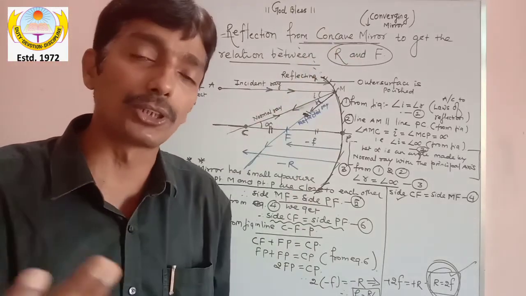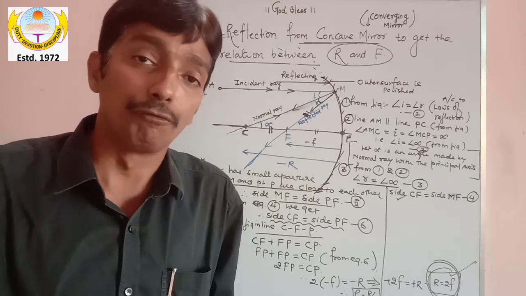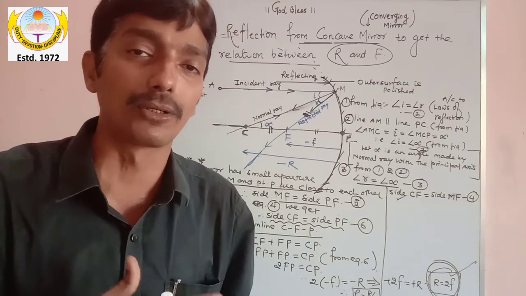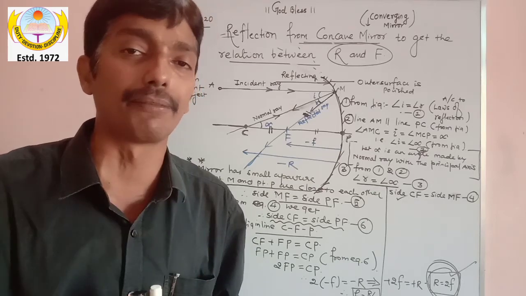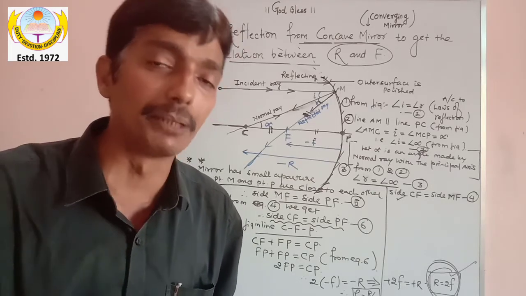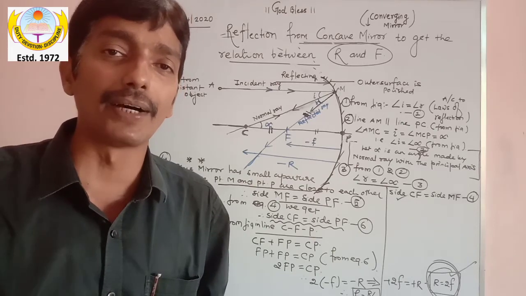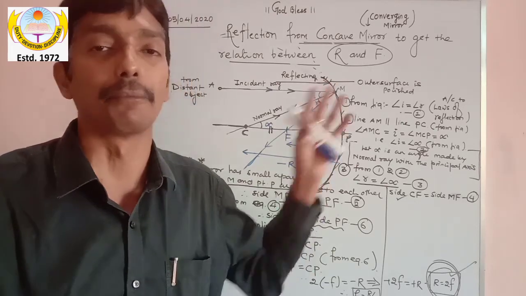In the exam, the question can be like this, that by using converging mirror, they will not mention the name. Look, try to understand the 12th standard question nowadays. By using converging mirror, derive the relation for R and F. So by using converging mirror means they are talking about concave mirror.